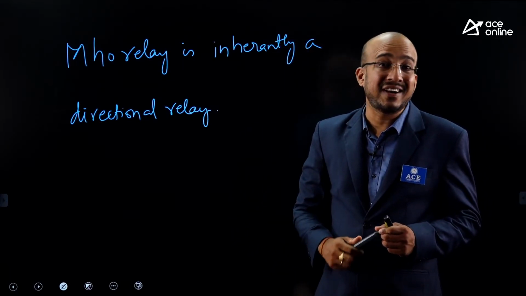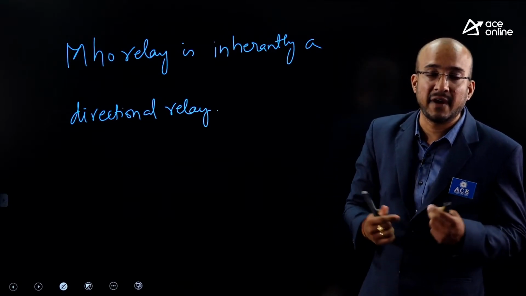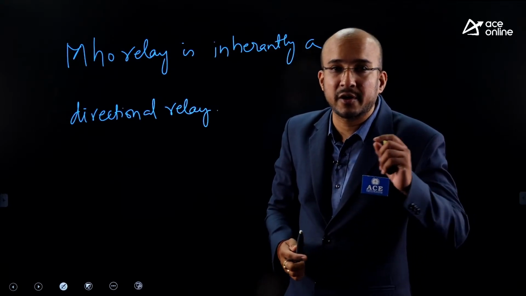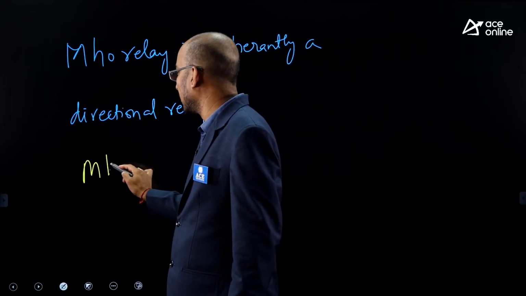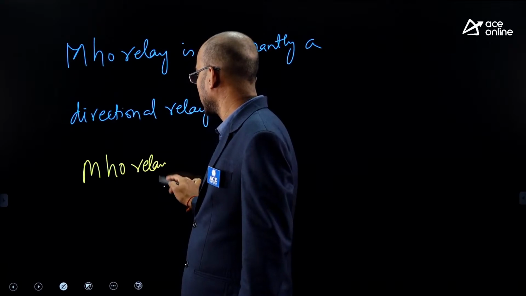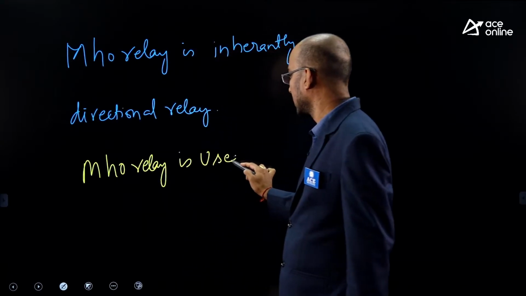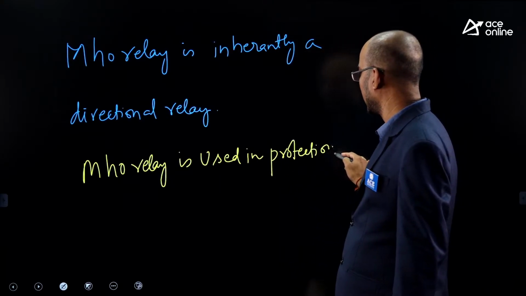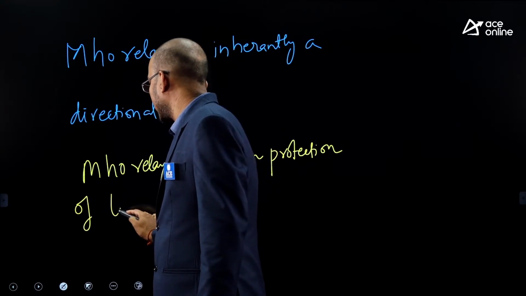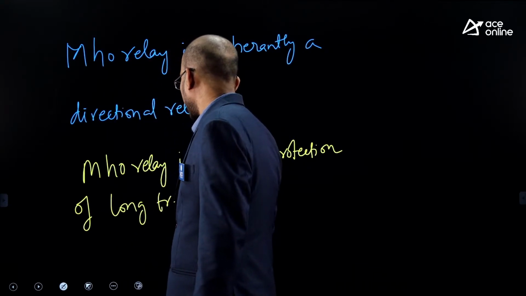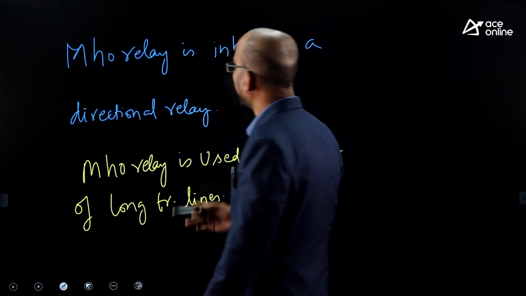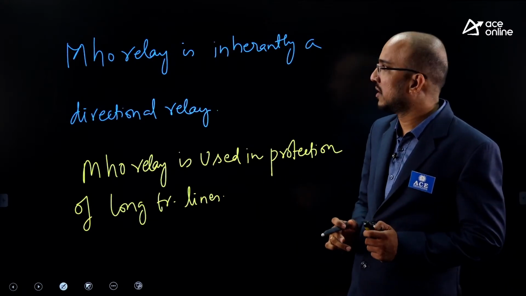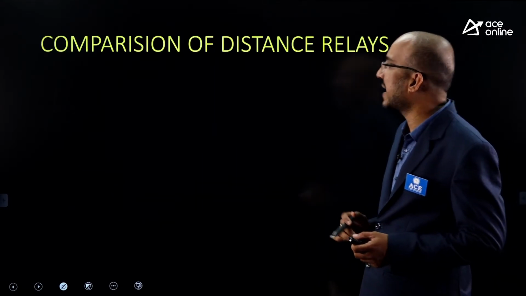So now, what is the application of this Mho relay? Where do you apply this? Mho relay is used in protection of what? Long transmission lines. So Mho relay is used in protection of long transmission lines. In long transmission line protection, we will be using the Mho relay. So this is the analysis of the Mho relay. Now let us go for the comparison of distance relays.